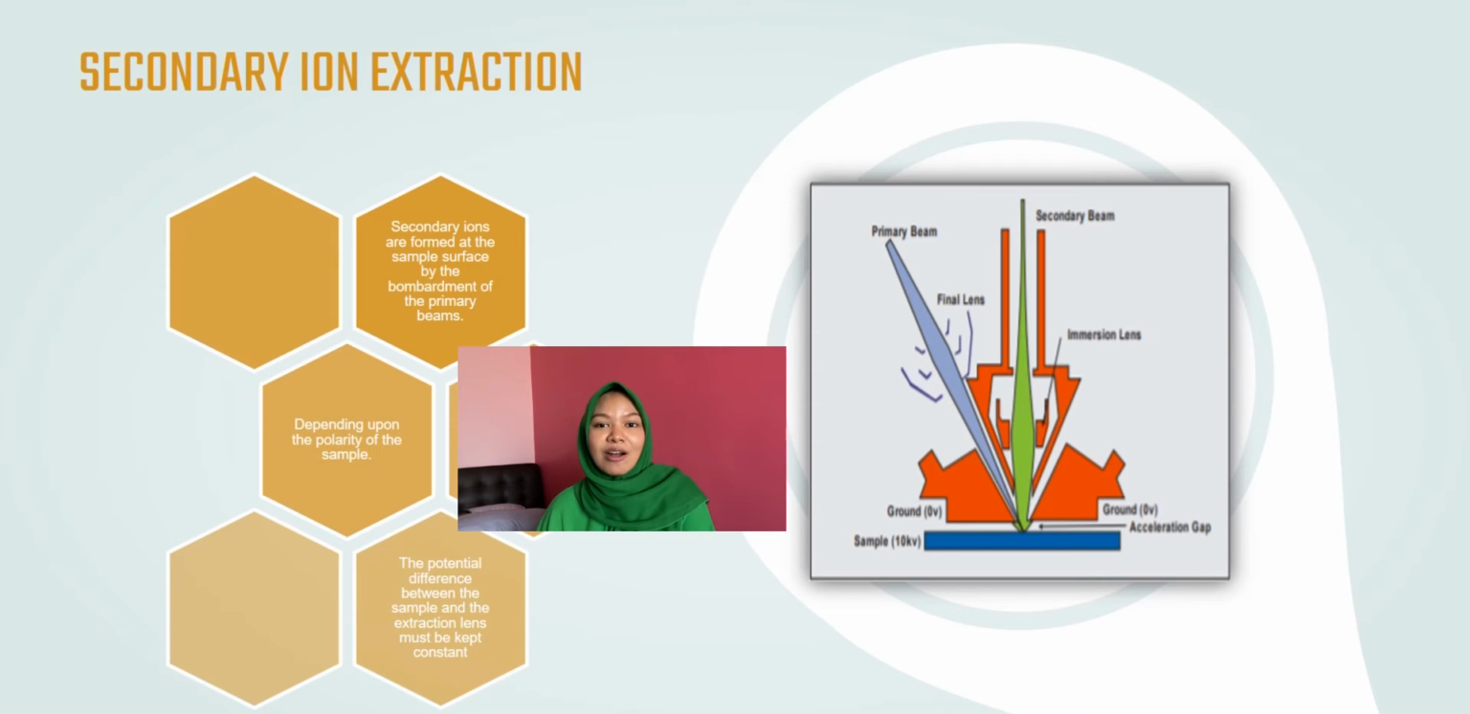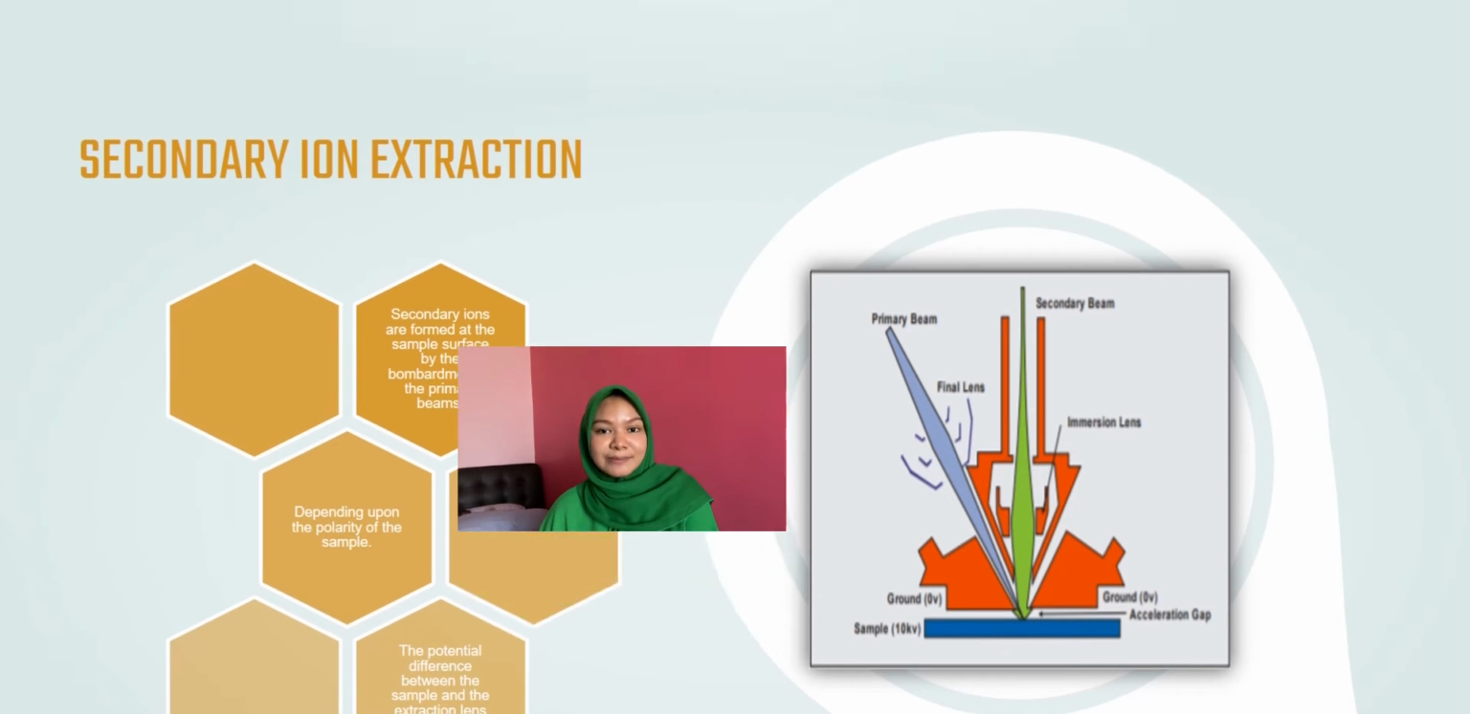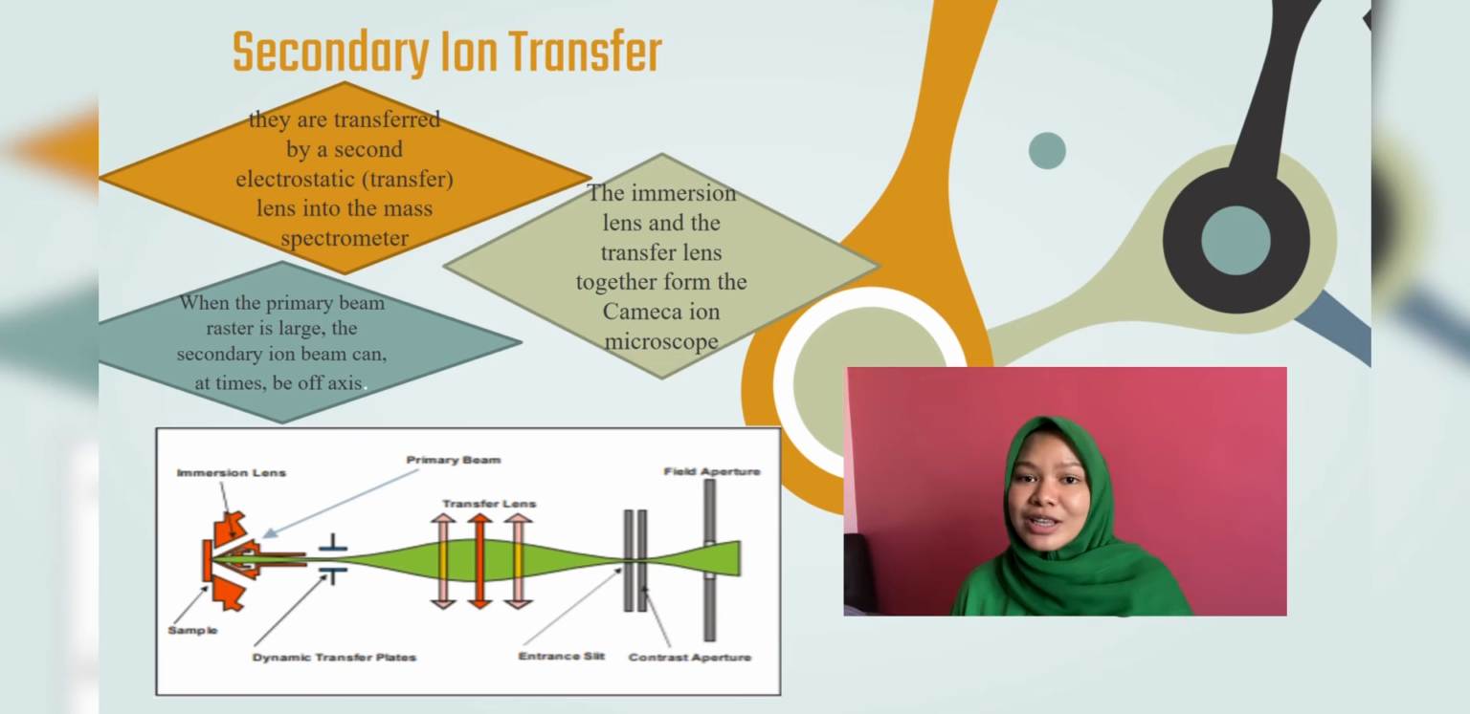The polarity of the secondary ions is user-selected and is independent of the primary beam polarity. In order to obtain a constant secondary ion beam current, the potential difference between the sample and the extraction lens must be kept constant. Next I will explain the secondary ion transfer.